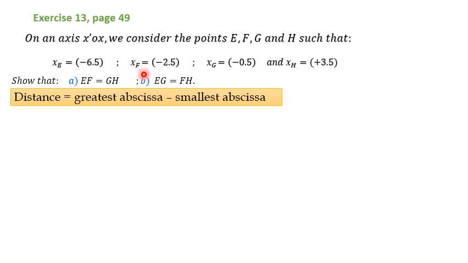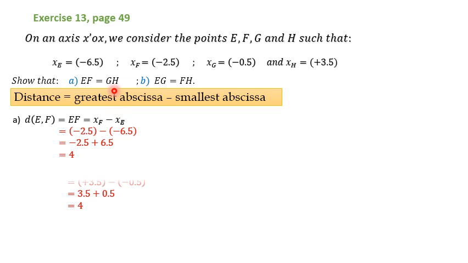So the distance EF is XF minus XE. Abscissa of F, minus 2.5, minus abscissa of E, minus 6.5. As I told you before, same sign means a plus. So I replace these minus minus by a plus sign. Here I have minus 2.5 plus 6.5. It's the same as 6.5 minus 2.5, which is 4. So the distance between E and F, or simply EF, equals 4.